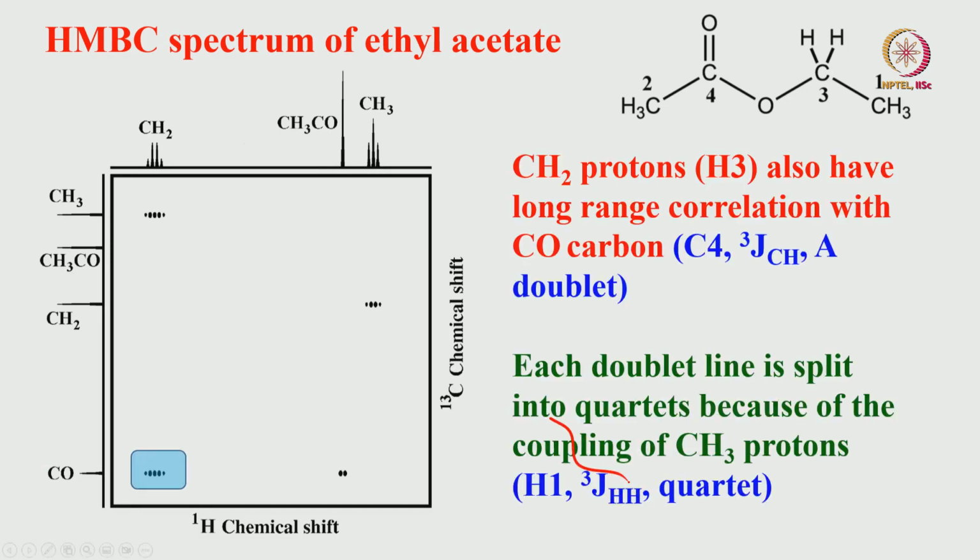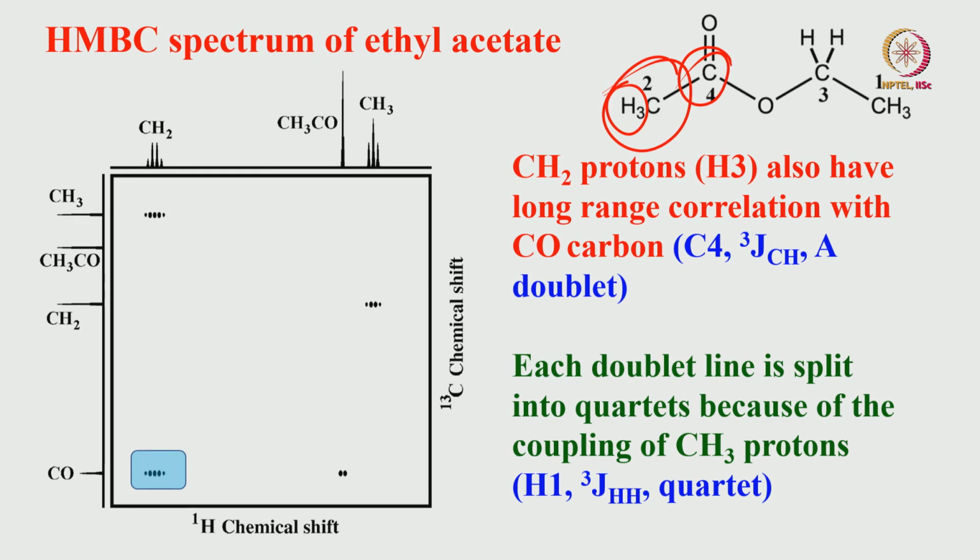Alright. What is the next one? Next one, if you see, we have to look at the other carbon, CH2 carbon. This is CH2 carbon. This CH2 carbon, and we have Ca3 protons here. Let us consider these protons. It can have 2 bond correlation with CO carbon.